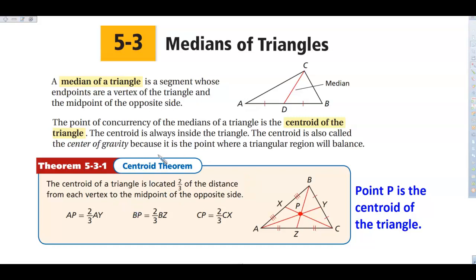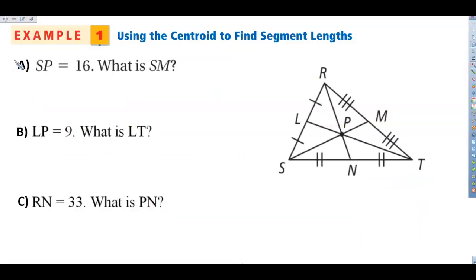So when we're looking at what it means to be a centroid, the centroid is going to be 2/3 of this distance. So I know that from B to P is going to be 2/3 of the whole length of B to Z. All right, so I'm going to give you a little bit of a shortcut for this, but we'll look at that in just a second. Okay, so let's take a look.